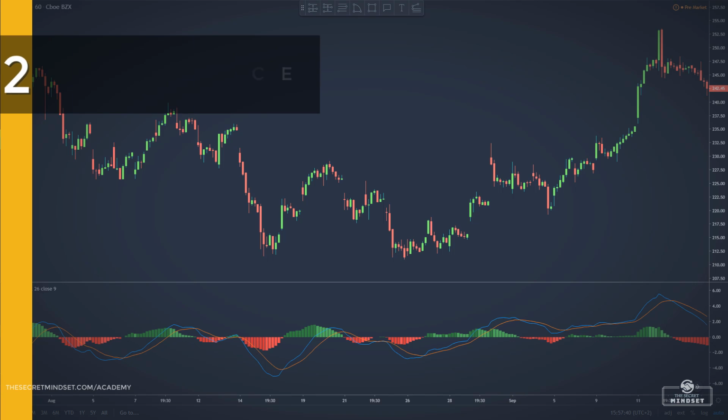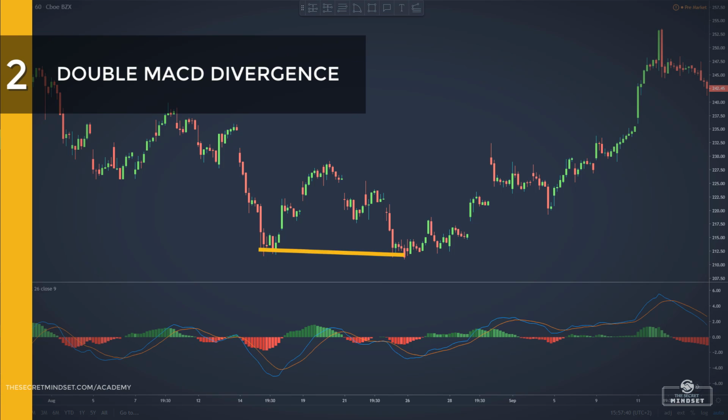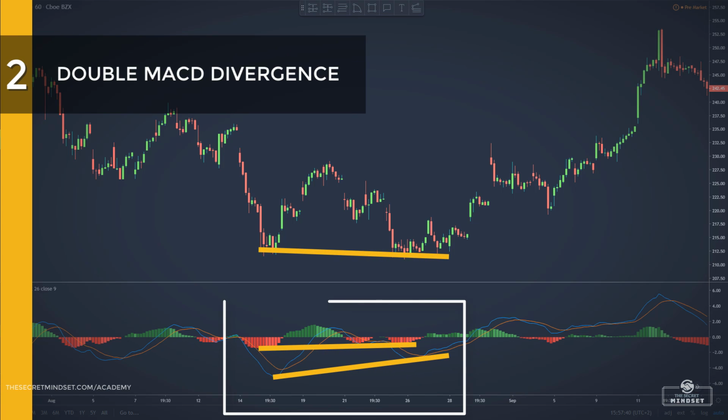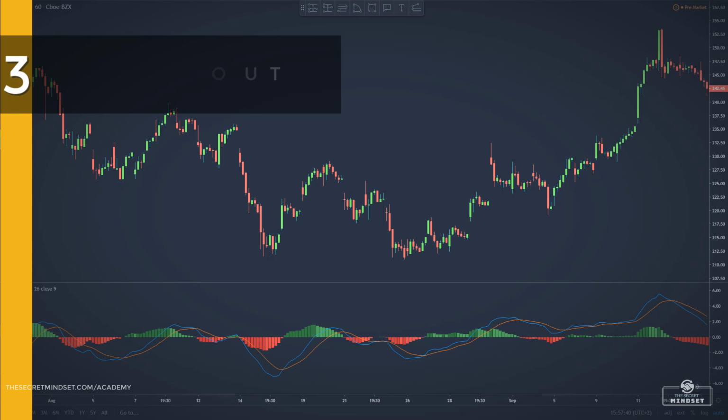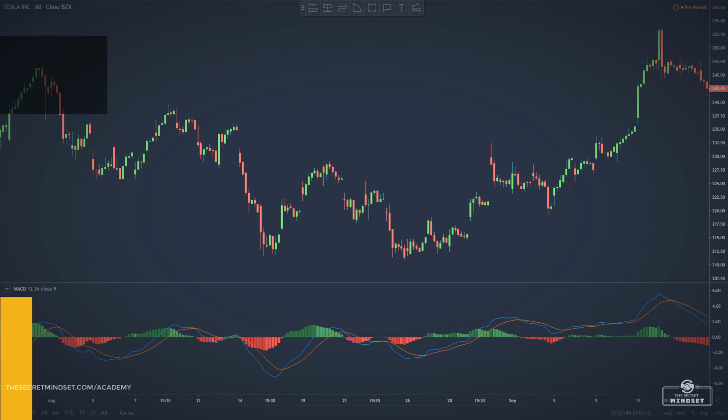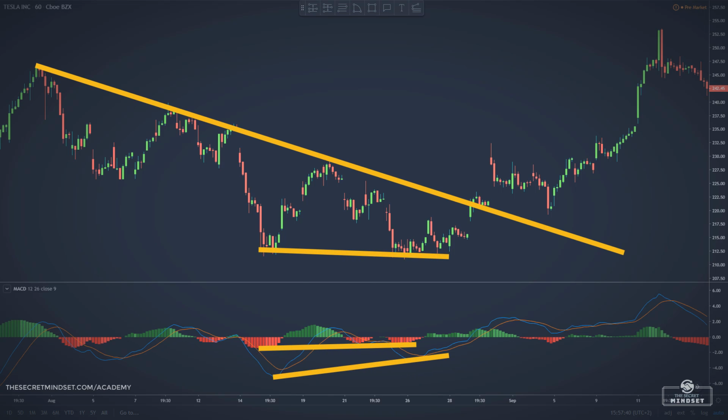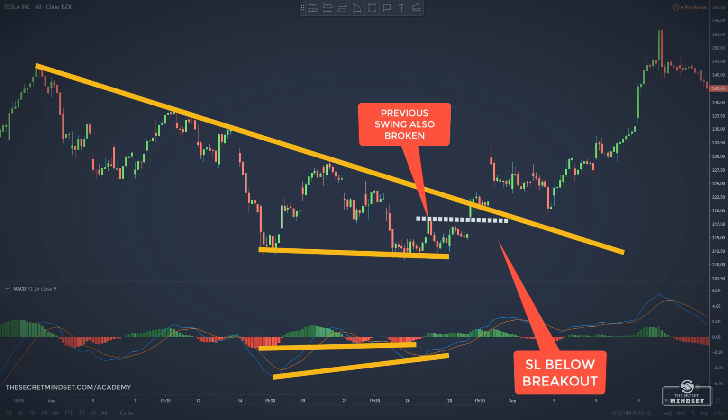The second step, I look for double divergence patterns, meaning I want to see a divergence on both the histogram and on the signal and MACD line. Third step, with the creation of a double divergence on the charts, I prefer to draw a trend line on the charts and enter after a breakout. This way, my stop loss is optimized below or above the breakout, and the entry points are clearly identified.